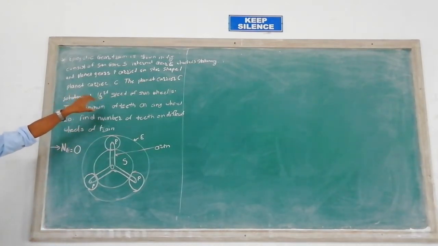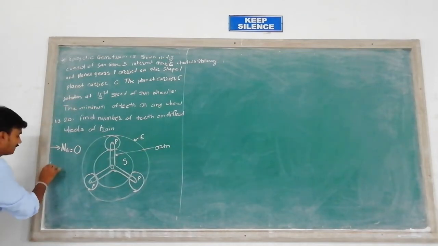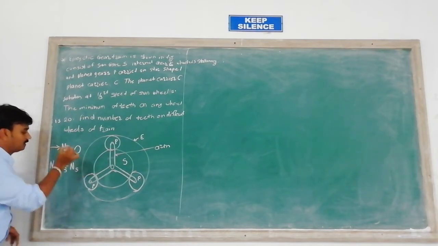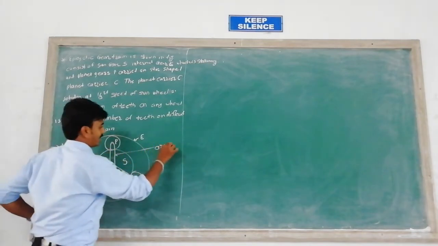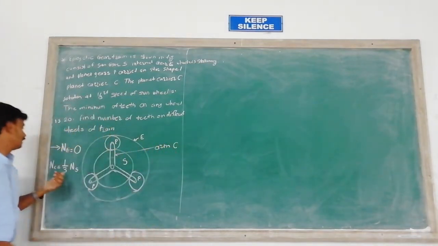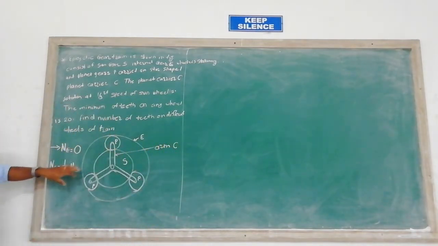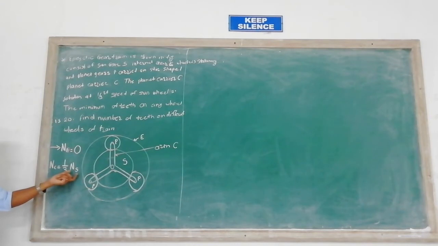The planet carrier C is rotating. The speed of the carrier C is 1/3 of the speed of the sun. C is for arm C, carrier or arm C, and S for the speed of the sun here. The speed of the carrier or arm C is equal to 1/3 of the speed of the sun.